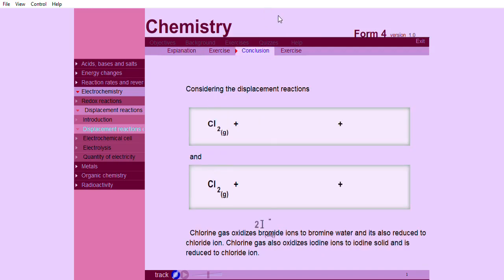Considering the displacement reactions, chlorine gas oxidizes bromide ions to bromine water and it's also reduced to chloride ion. Chlorine gas also oxidizes iodide ions to iodine solid and is reduced to chloride ion. Chlorine is therefore an oxidizing agent, while the other ions, iodide and bromide, are reducing agents.